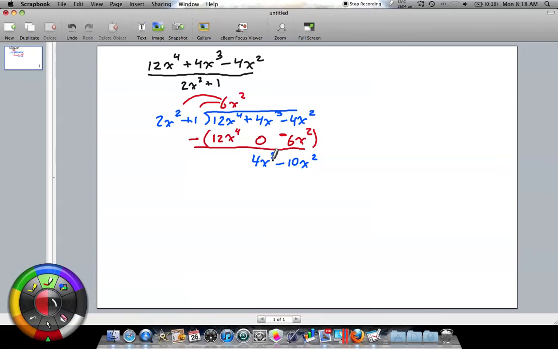What times 2x squared will give us 4x cubed? Well, that would be 2x. So it's a positive 2x. And you're going to distribute it down. You'll get your 4x cubed, like we would expect. But then you're going to multiply 2x times that positive 1, and there is no 2x here, so we're going to have to move it over and go, plus 2x. And then take this whole thing and, well, subtract it. So that's going to change this positive 2x into a negative 2x.